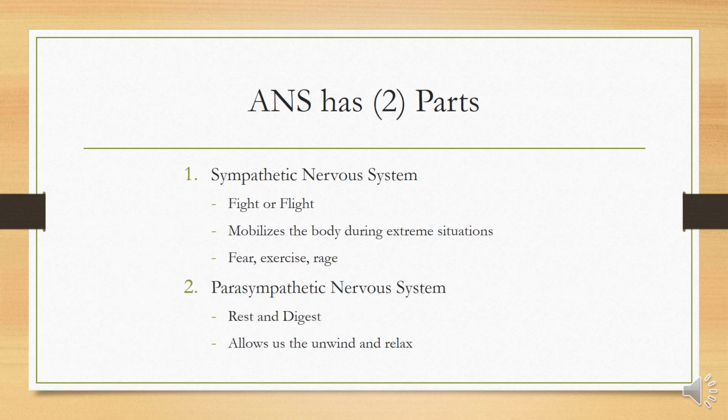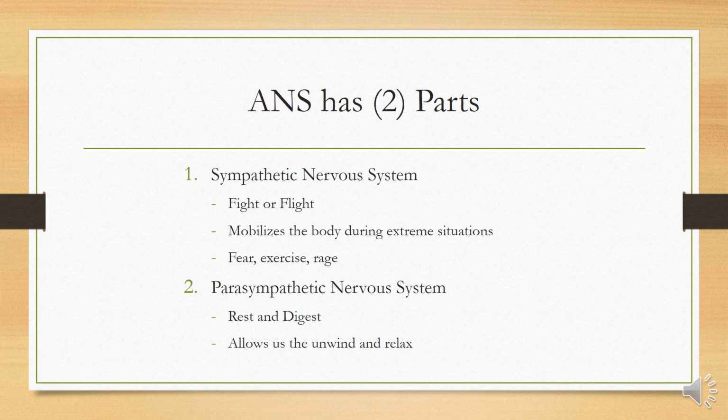There's two parts to the ANS. There's your sympathetic nervous system and your parasympathetic nervous system. Your sympathetic nervous system is your fight or flight response. It mobilizes the body during extreme situations, such as extreme fear, when you're exercising hard, or when you go under anger or rage.